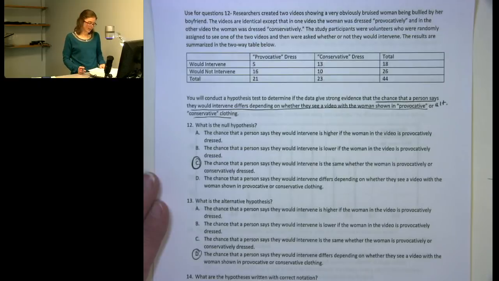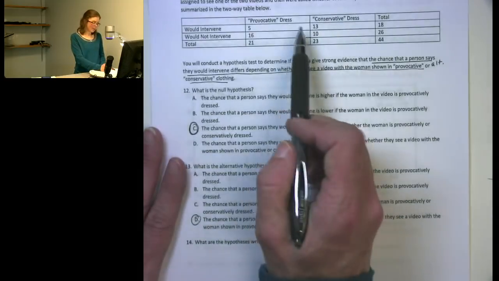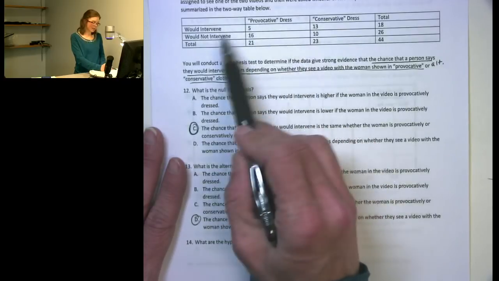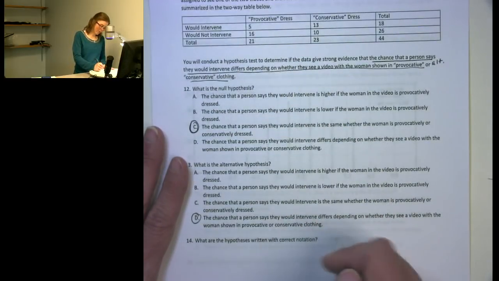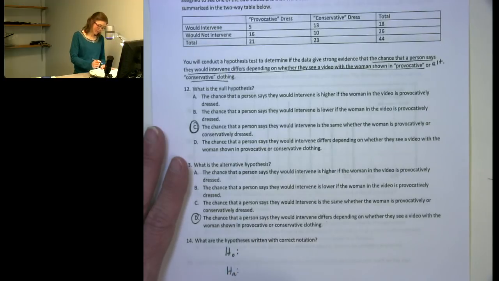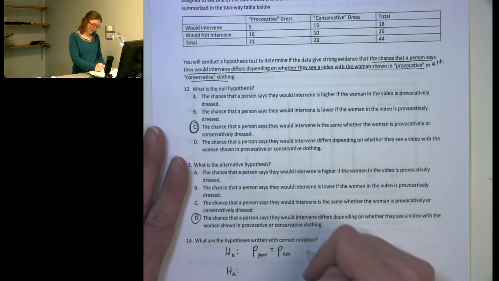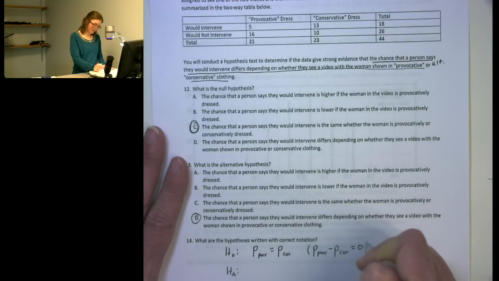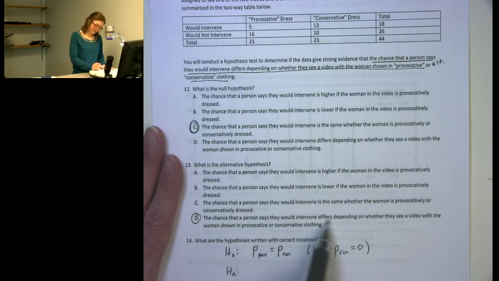Question 14 asks us to write this in correct notation. Keep in mind, we're looking at two categorical variables here. And so we're interested in a difference in proportions, or comparing two proportions. So my null hypothesis and my alternative: the null would be that the p provocative and the p conservative are equal, or that the difference between them is equal to 0, and the alternative is that there's some difference.